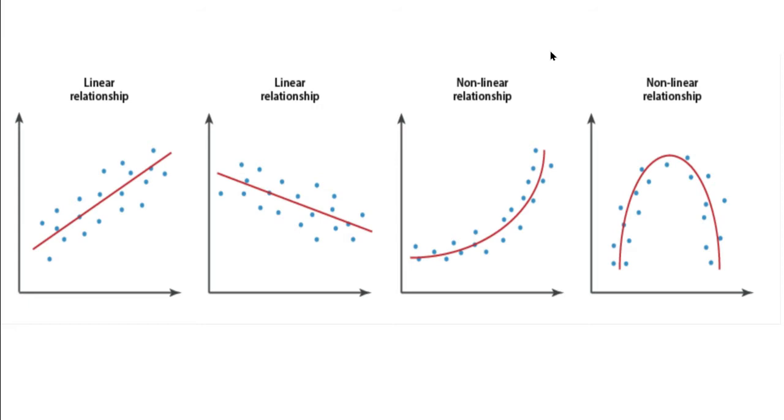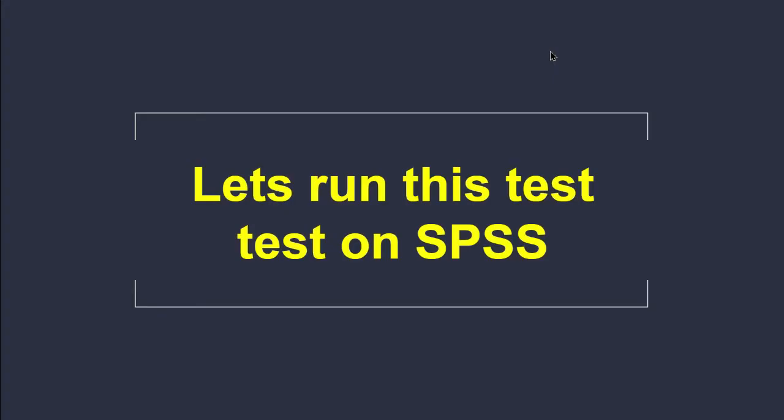This is a picture which shows the difference between a linear relationship and a non-linear relationship. You can see in the first and second graphs, there is a linear relationship with a positive direction and with a negative direction, whereas the third and fourth graphs show a non-linear relationship. Now let's run this test on SPSS.